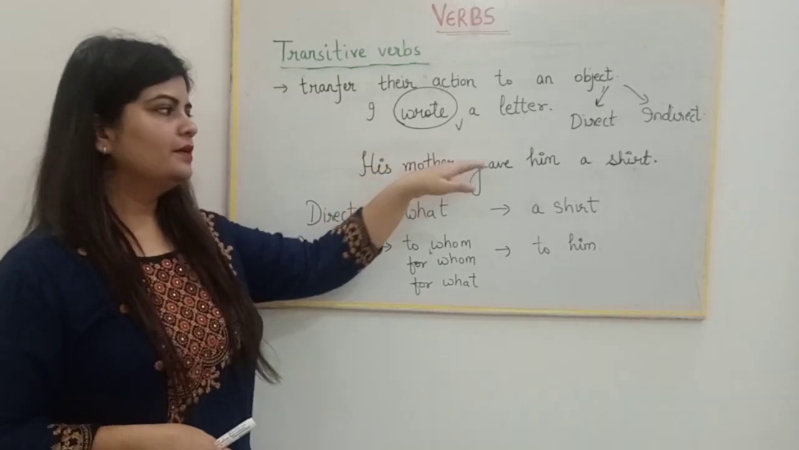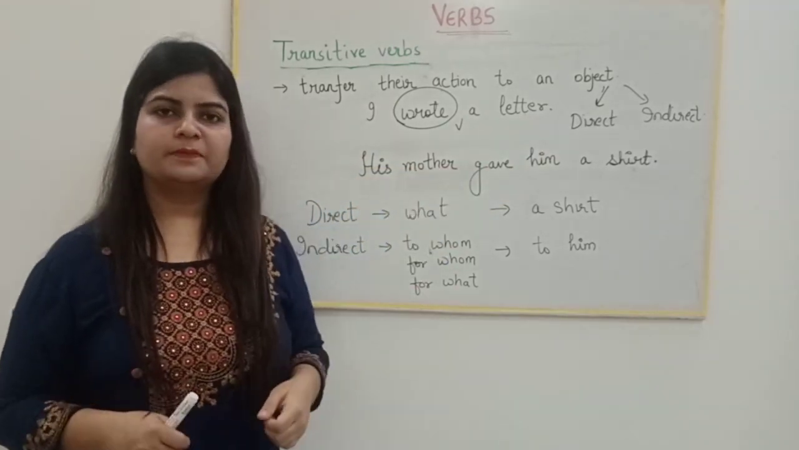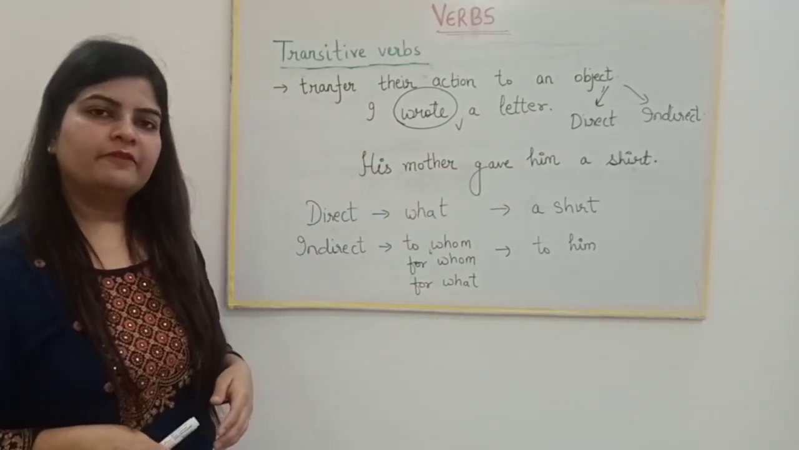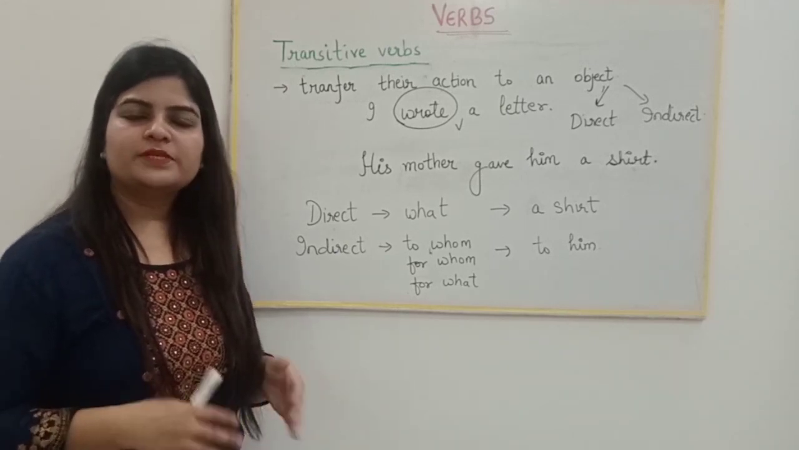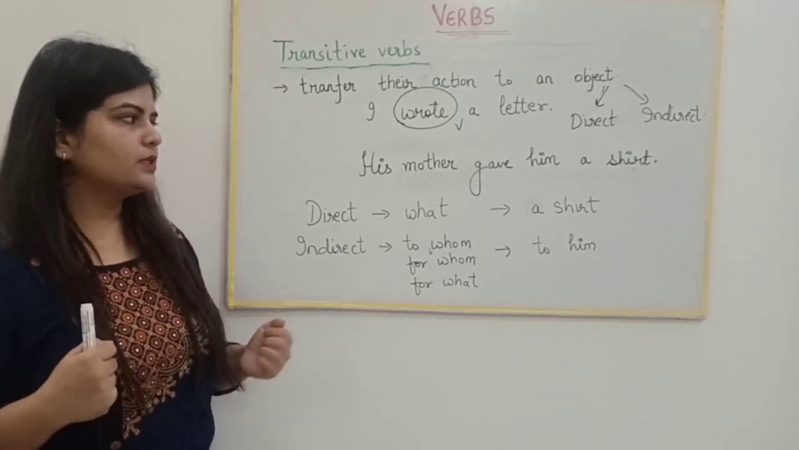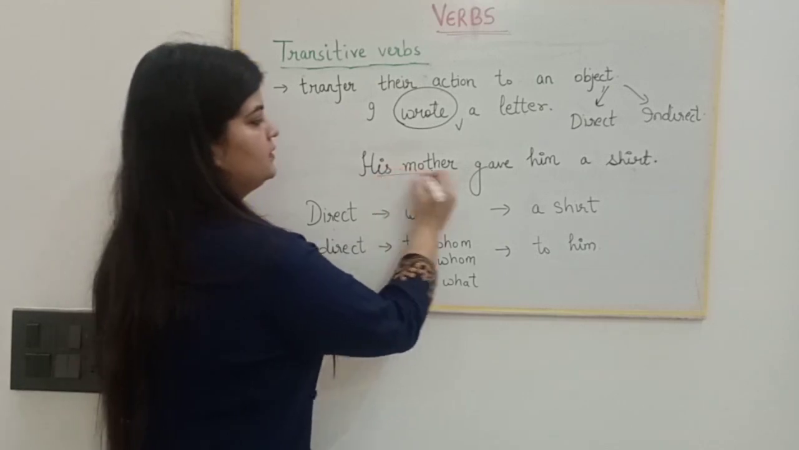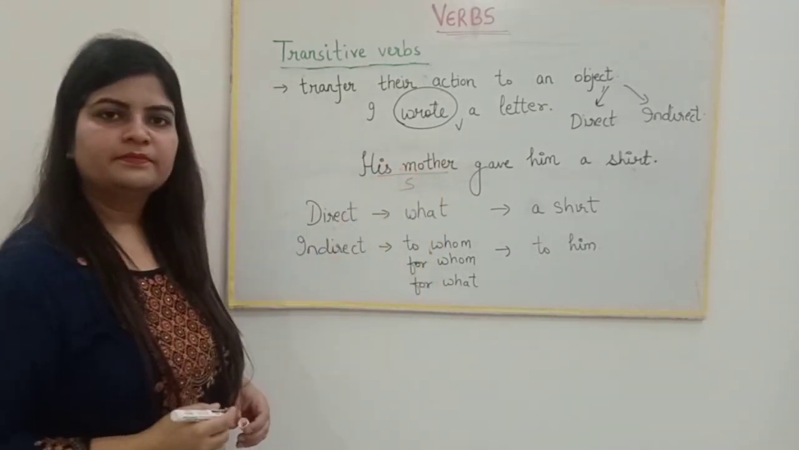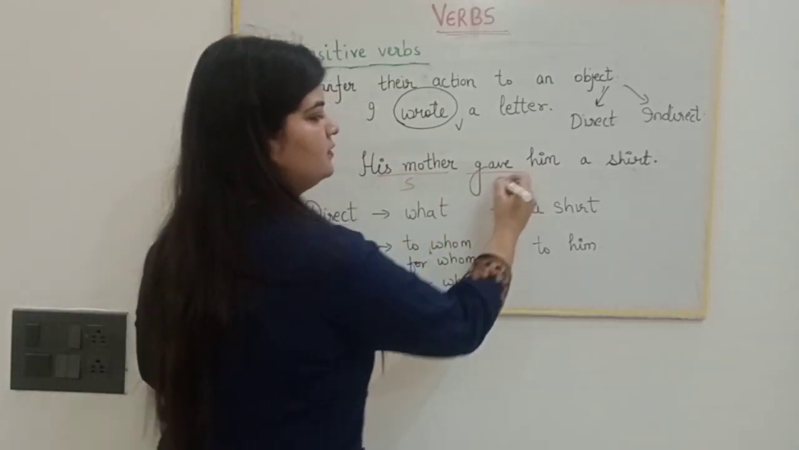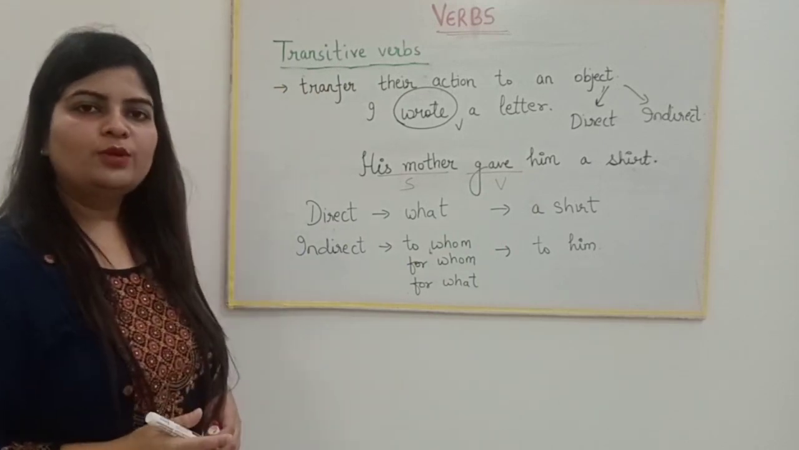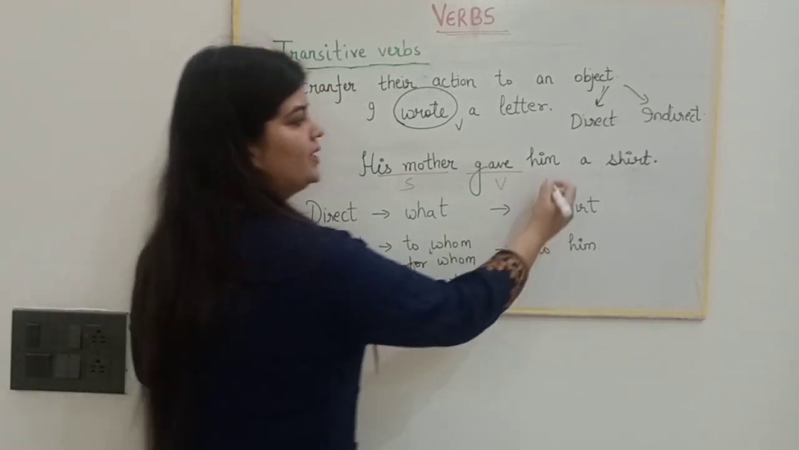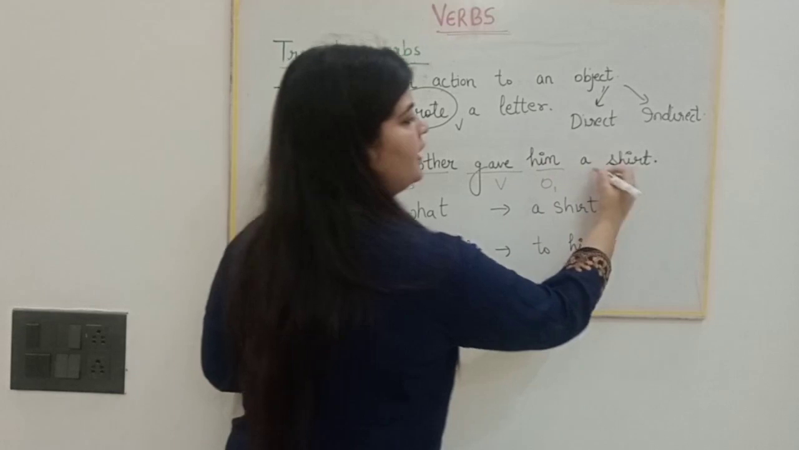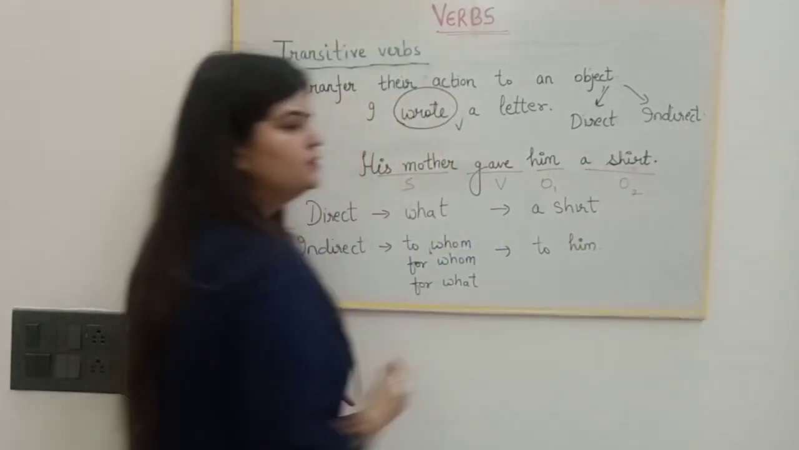His mother gave him a shirt. In this, we have to identify which is the direct object and which is the indirect object. So his mother is the subject, gave is the verb. Now there are two objects. One is him, object 1, and a shirt, object 2.